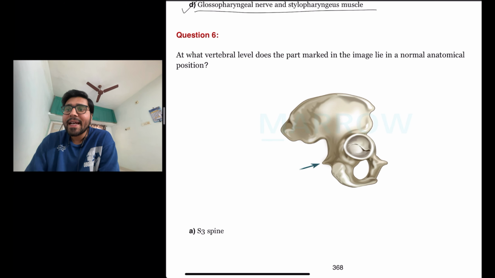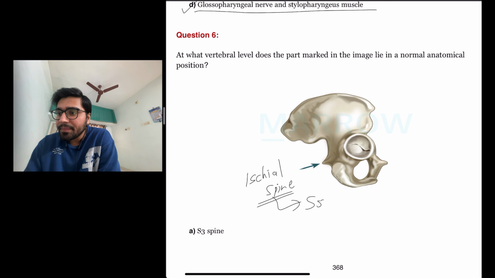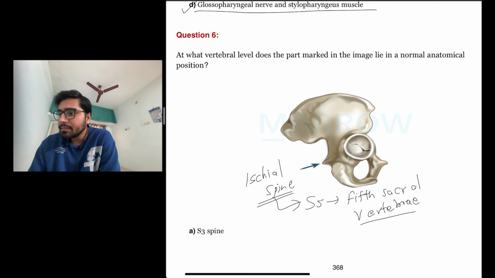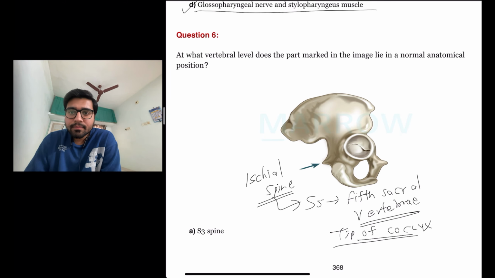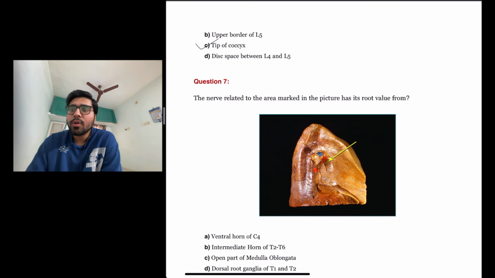The next question is at what vertebral level does the part marked in the image lie in a normal anatomical position? This one is ischial spine, and the vertebral level that lies at the part marked in the image is S5, fifth sacral vertebrae, or tip of coccyx. So the answer here is C, tip of coccyx.